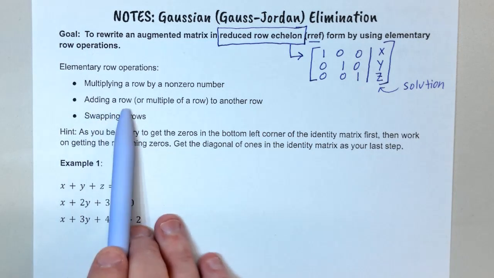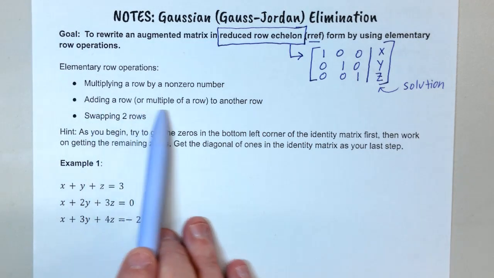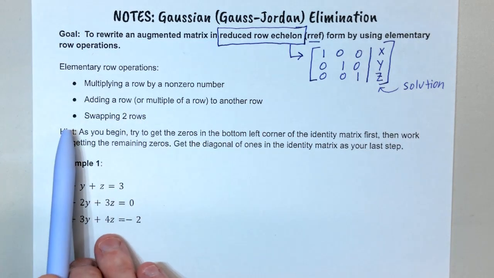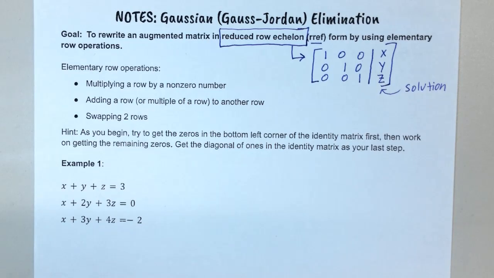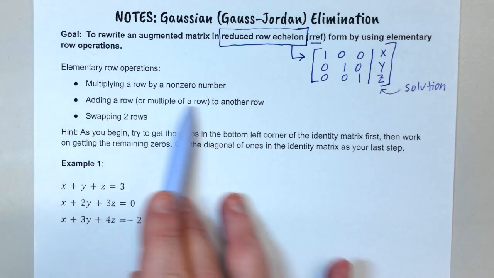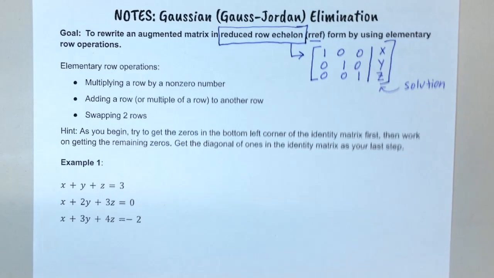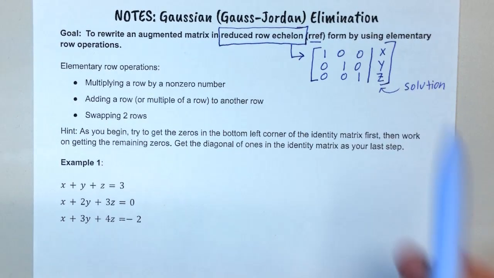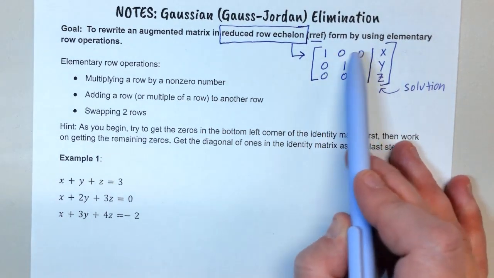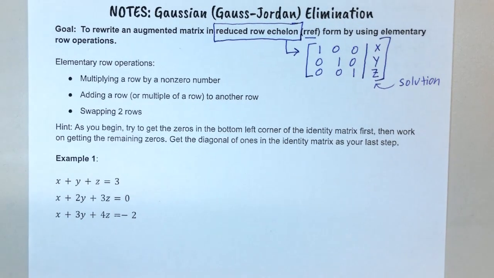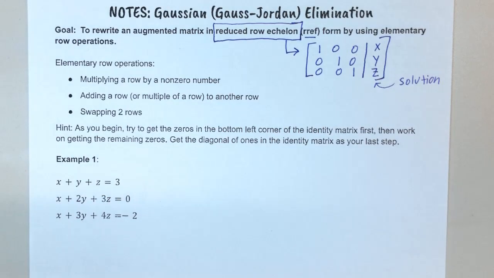Okay? You can add a row or a multiple of a row to another row. So that would be like row 1 plus row 3, or -2 times row 1 plus row 2. We can do that at the same time as an elementary row operation. And then finally, we can swap 2 rows. So maybe we have our 0, 1, 0 in the top row and we want to move it to the middle. We can just say swap row 1 and row 2.